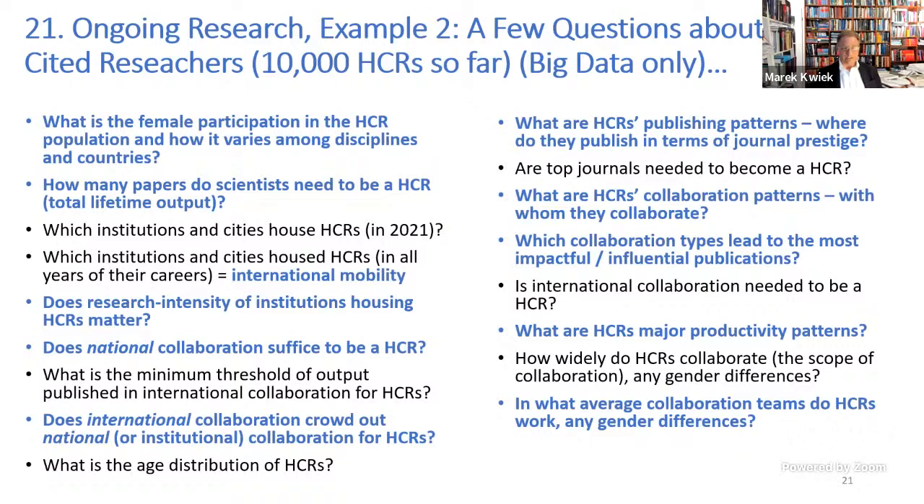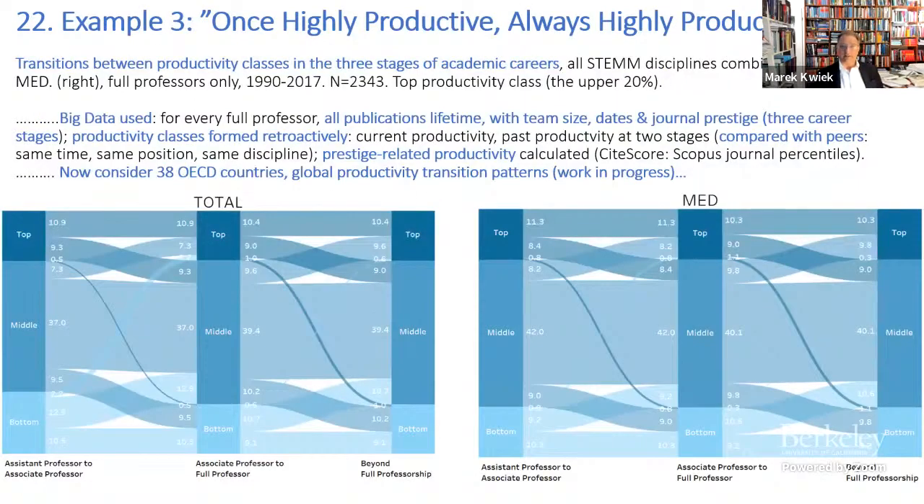Does research intensity of institutions housing HCR matter? Yes, it does. What is their age distribution? What are their publication patterns? Does international collaboration crowd out national collaboration for them? There's a number of issues which we can study exclusively using big data. It's just impossible to ask any of these questions without access to big data. And example number three and conclusions.